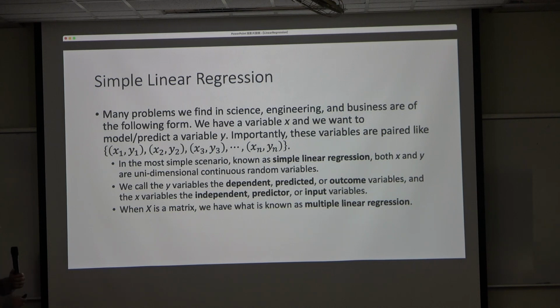To be honest, in machine learning, as I will mention later, we don't use the term variable. We normally use the term feature, but basically we are referring to the same thing. When x is a matrix, then we are talking about multiple linear regression.